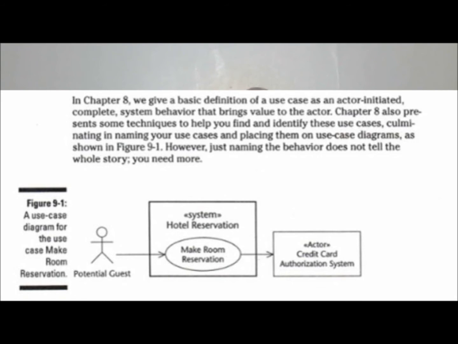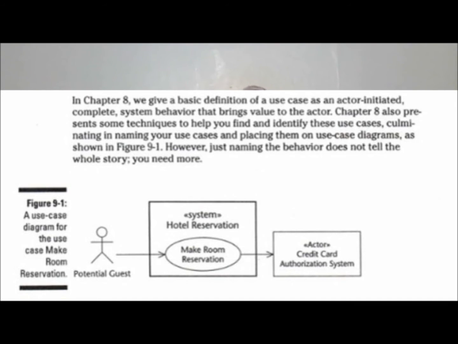So on the left-hand side, we have the actor. The potential guest is how we've labeled it. Then in the middle, we have a box, which is our system, all of it, the hotel reservation system. And then we have one particular use case, how we will use this hotel reservation system.